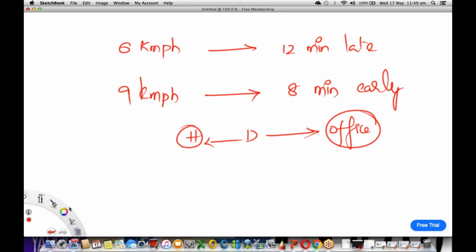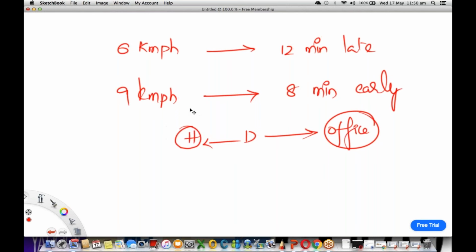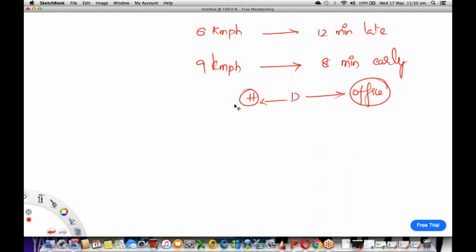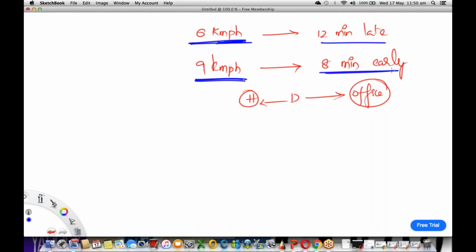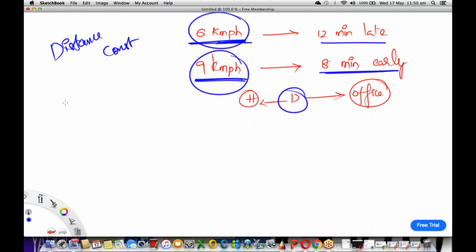See, how can we proceed for this? The car is moving with a speed of 6 kilometers per hour and was made 12 minutes late. Next day he was moving with 9 kilometers per hour, he was early. So now finally he is asking for the distance. Whether he is moving with 6 kilometers or 9 kilometers, no matter, he is going to travel the same distance. So distance is constant. I very well know that speed into time is equal to distance.